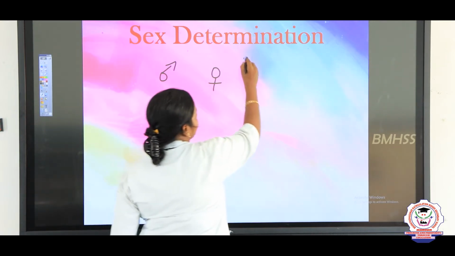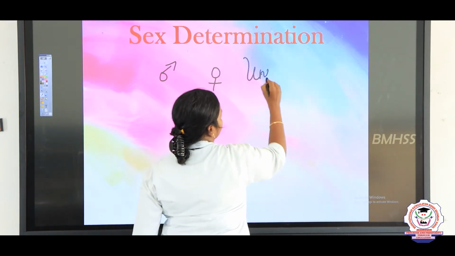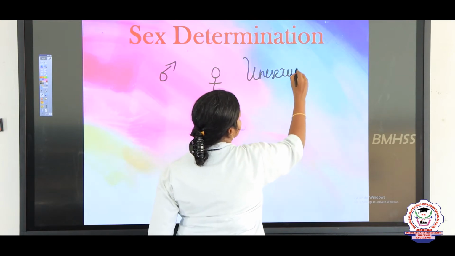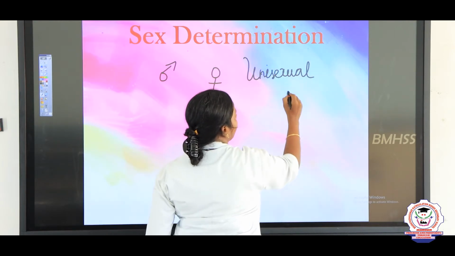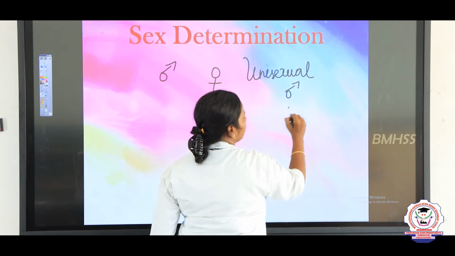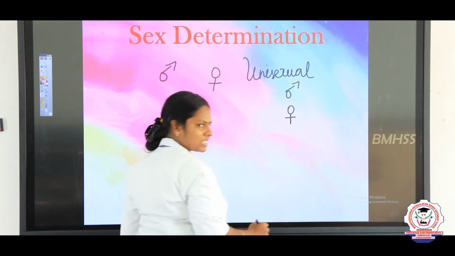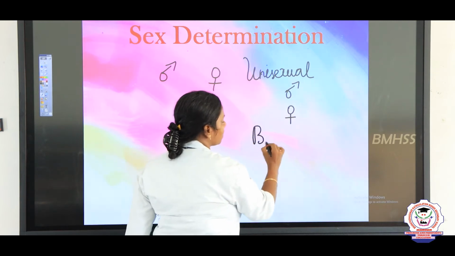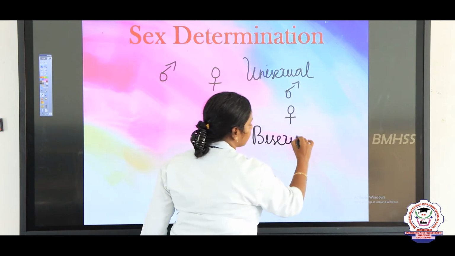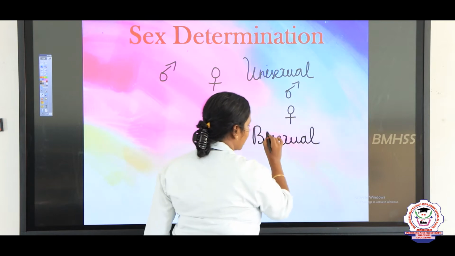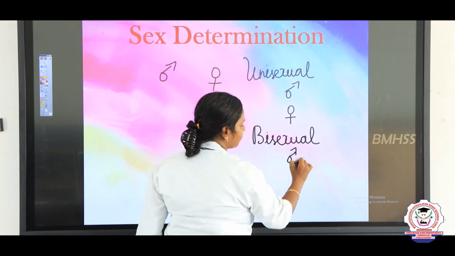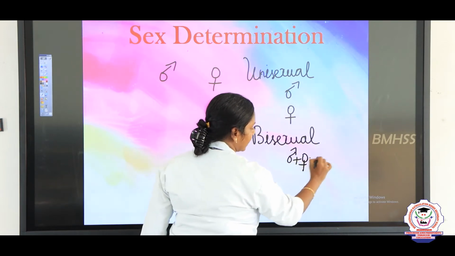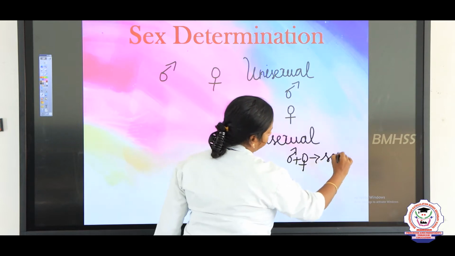What do you mean by unisexual, children? Unisexual means sexes are separate. There is a separate male and a separate female. But some of the organisms like earthworms are bisexual. Why are they said to be bisexual? We can call them hermaphrodite also, because both male and female are present in the same individual.